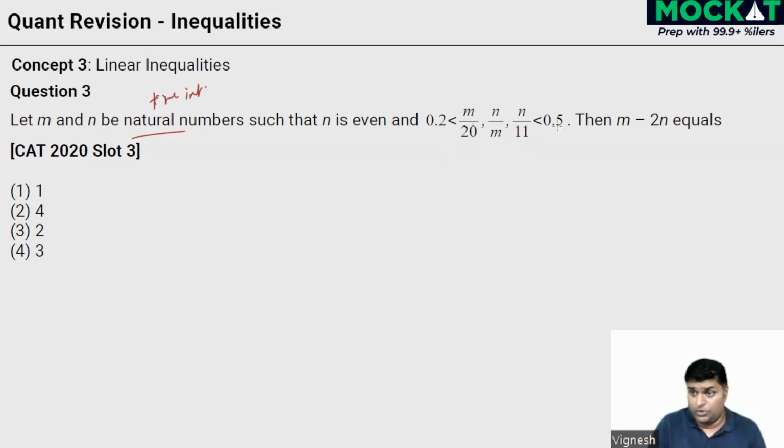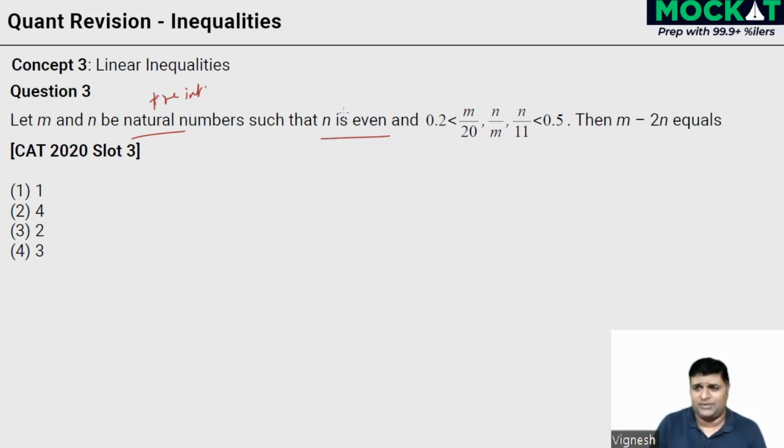And don't do a speed reading to quickly rush into this. Read every bit of it. Every word matters in quant. N is even as well. N is an even integer. M, we don't know, can be anything. We need to find the value of m minus 2n. There is only a unique value possible for m, otherwise how can we answer this? There's no cannot be determined here.